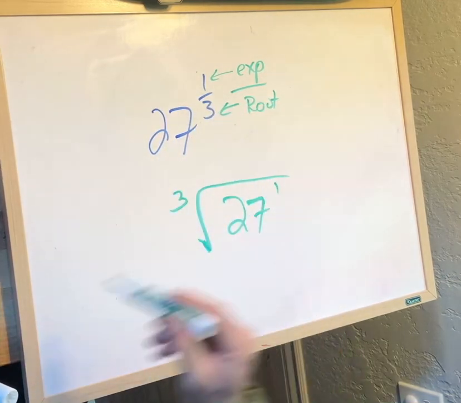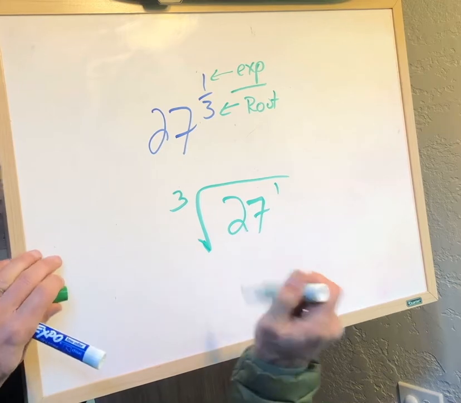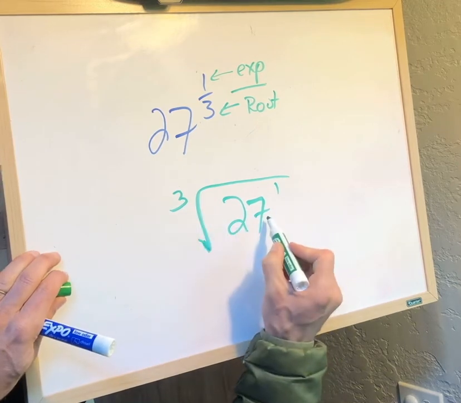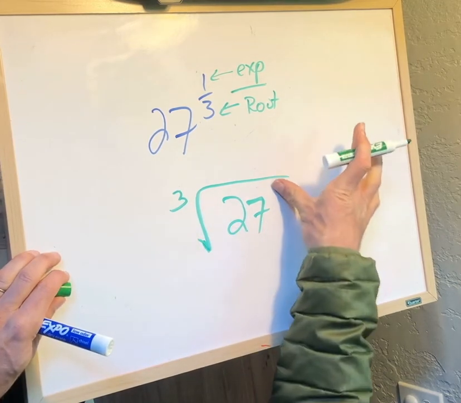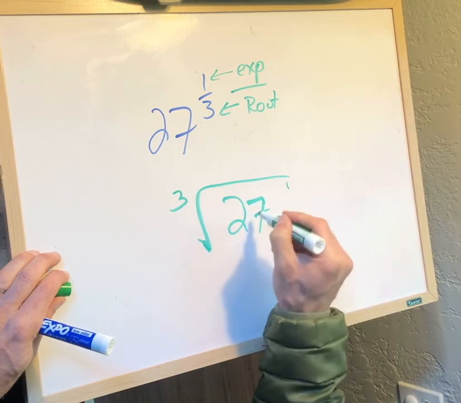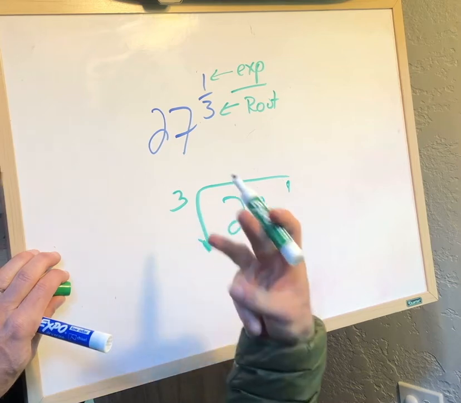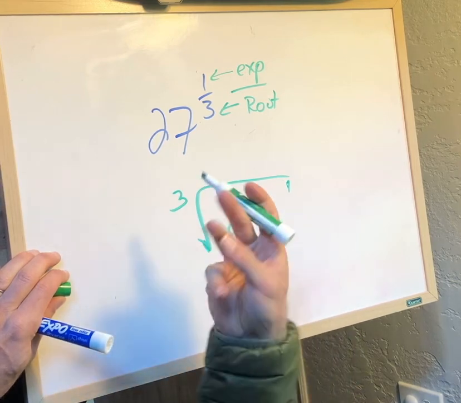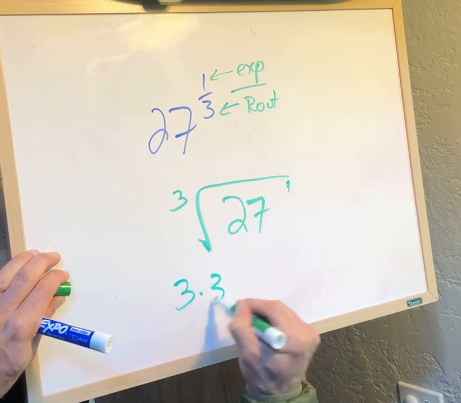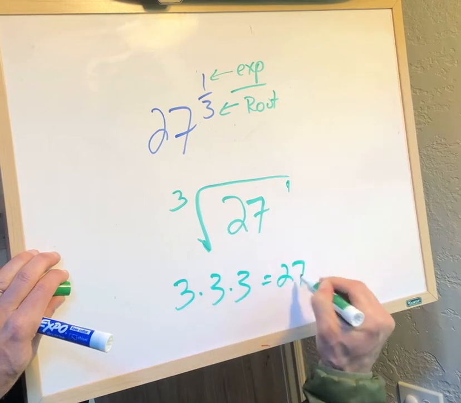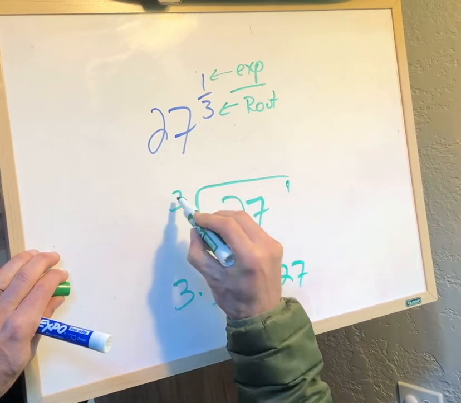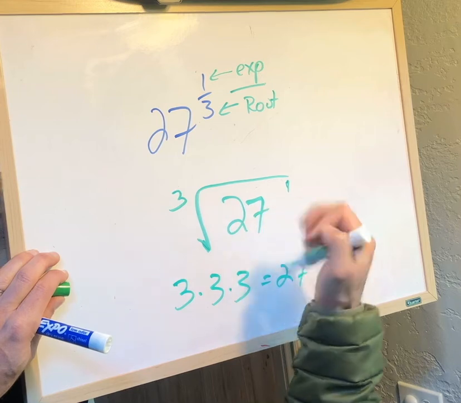Instead of 27 to the 1/3, break it down into a root. What is the cube root of 27? And then, once you know that answer, you're going to raise that answer to the first power. What number multiplied by itself 3 times gives me 27? The answer is 3. 3 times 3 times 3 is equal to 27. That's why the cube root of 27 is 3.